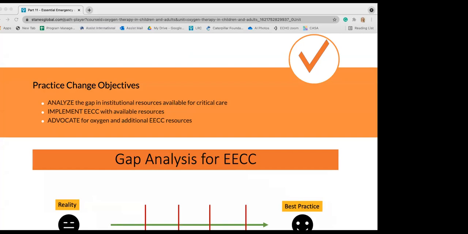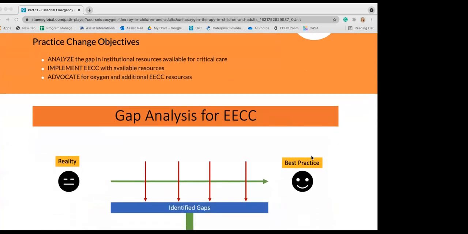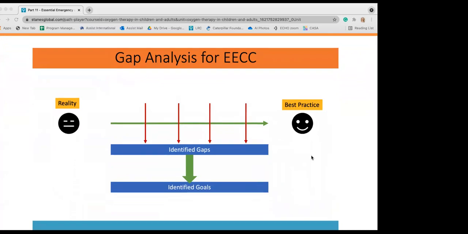So let's think about other objectives, which include how can we analyze the gap in our institutions? How can we implement essential emergency and critical care with the resources we have? And how can we do more advocacy for oxygen and the other resources? So let's go down. This is an example on how we can conduct quality improvement.